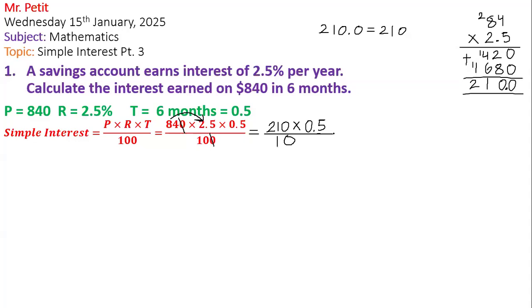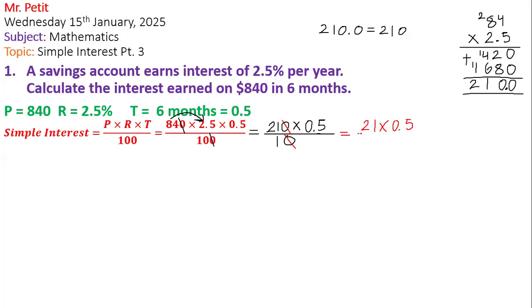You have to respect it. There are no points with this stuff, right? So we're going to explain it. So we have 210 times 0.5. Can we cancel out any zeros? Yes. So we're going to cancel this zero with that zero. So we're left with what? 21 times 0.5.